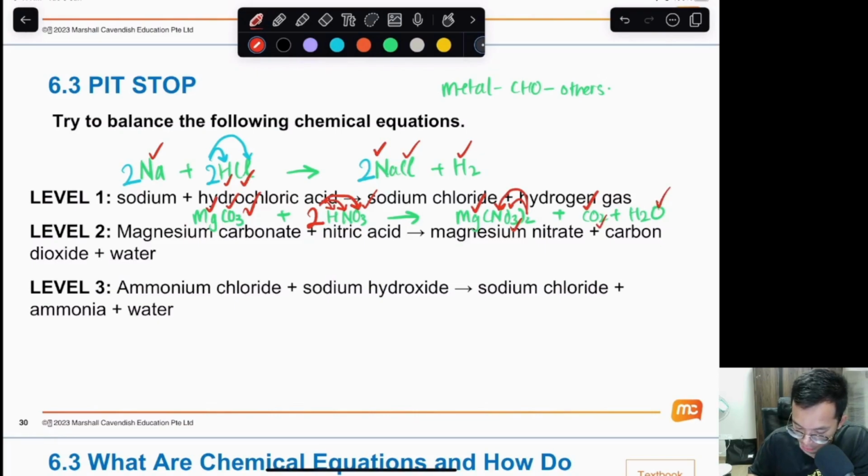Okay, and then finally you check your hydrogen. Second last one, you check your hydrogen. You have 2 here, 2 here, and finally nitrogen, you have 2 here, 2 here. Okay, so all balanced. So now this is your balanced equation using the metal CHO others method. Okay, and then finally let's go through this one. This one is a bit more complicated.